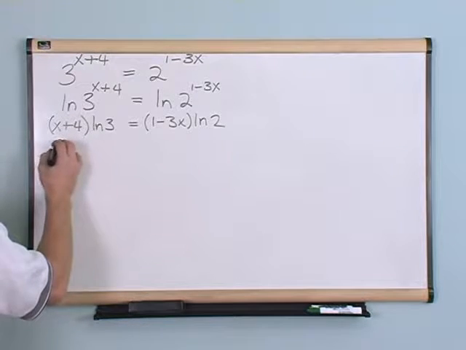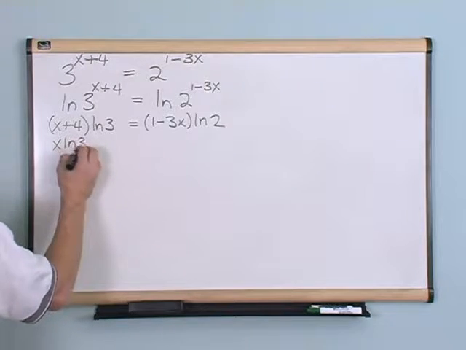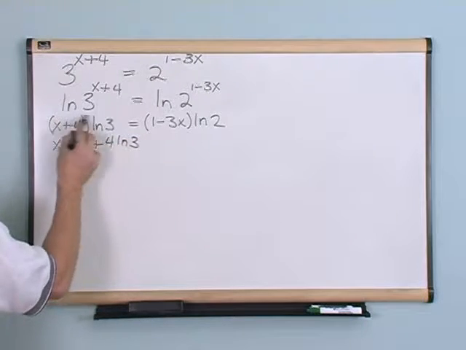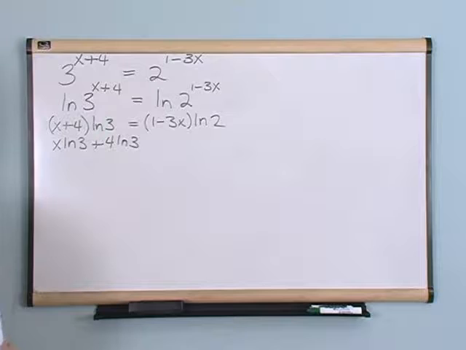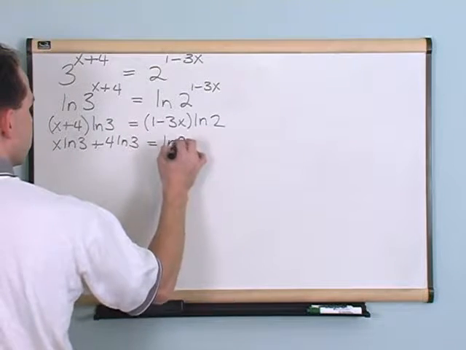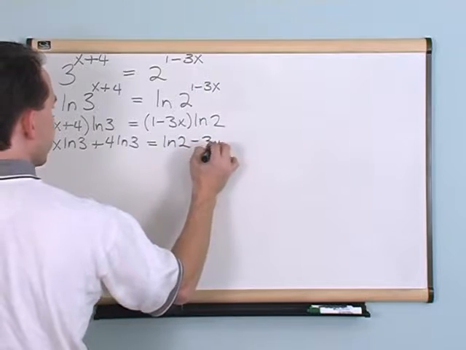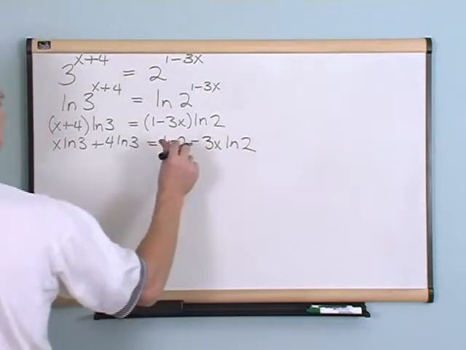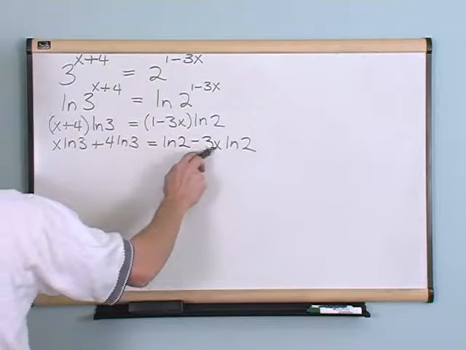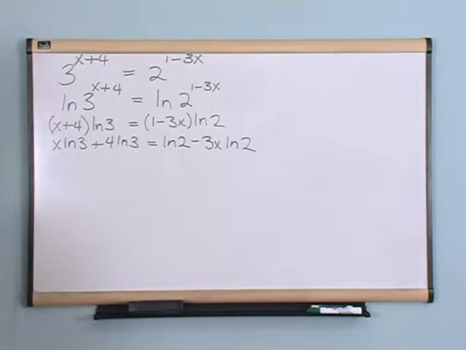So I'll have x times the natural log of 3 plus 4 times the natural log of 3. I just distributed this into both terms, equals natural log of 2 minus 3x natural log of 2. Natural log of 2 times 1 is this. Natural log of 2 times negative 3x. This gives me the same old thing here.